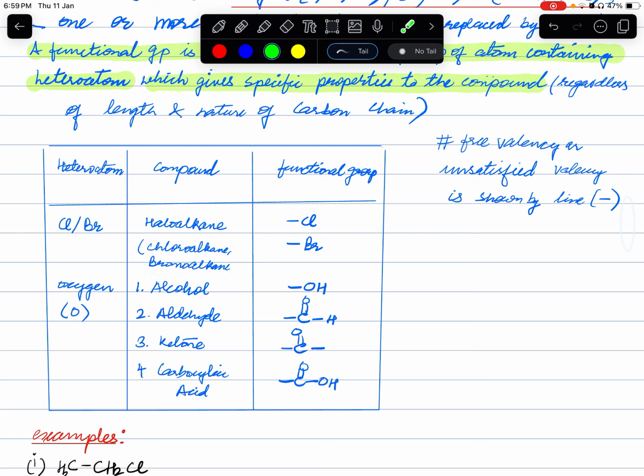Okay, and the functional group in this case, what is the functional group? The functional group is chlorine with one free valency and bromine with one free valency. Now, the point which is important to remember here is that we are showing this dash before the symbol of chlorine and bromine. What is this? A free valency or an unsatisfied valency is shown by this line. That means this atom can form one bond.